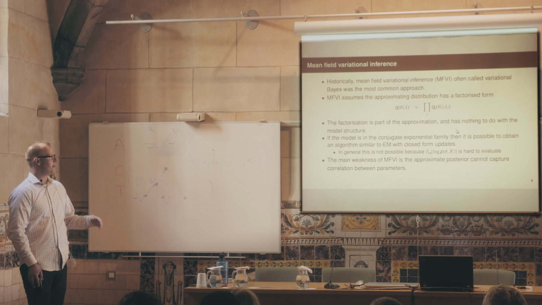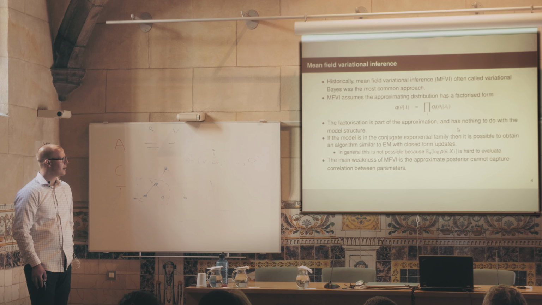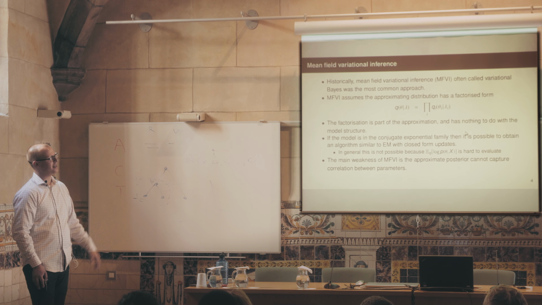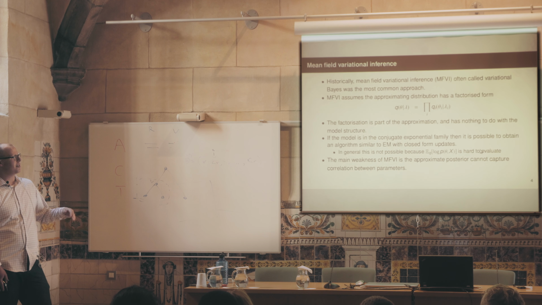Now, the nice thing about the factorization is it has nothing to do with the model. This is just an assumption we're making on how we're going to approximate our posterior. And the nice thing about mean field is it's typically easy to come up with an efficient inference scheme that looks a lot like EM, at least within certain classes of models within the conjugate exponential family. If you're outside that set of models, then this expectation you need to compute becomes hard. And we'll talk about some ways to do that in the next slide.